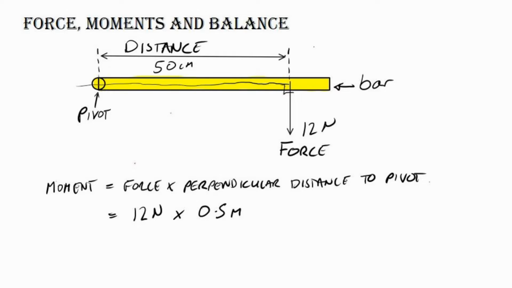But I wouldn't write 50 centimetres. Why not? Because the units of moment are Newton metres. So it would be 12 newtons times 0.5 metres. So always want to convert it to metres. And that would give us a moment of 6 Newton metres. There we are, problem solved. That's a very basic calculation for the moment.